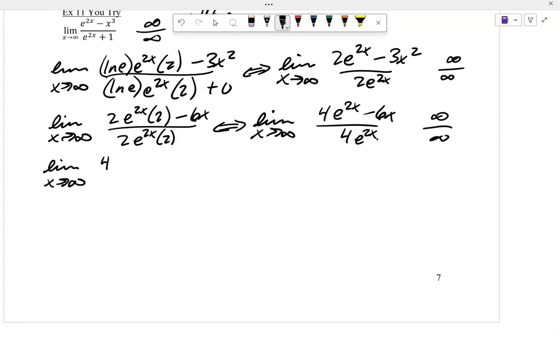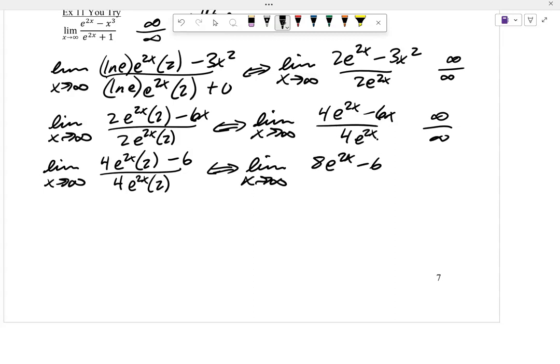So we got 4 ln of e to the 2x, chain rule. And so we've got limit x approaches infinity of 8e to the 2x minus 6 over 8e to the 2x. And we've got it again, infinity over infinity. So let's do one more L'Hopital's rule on this.